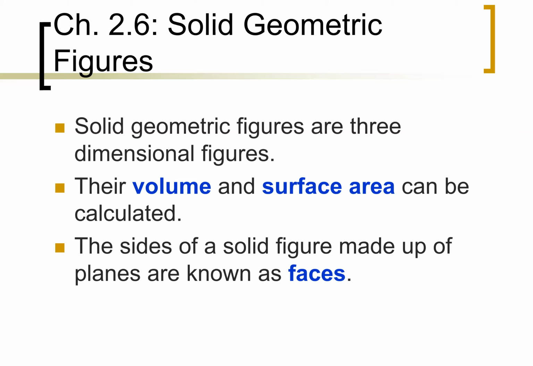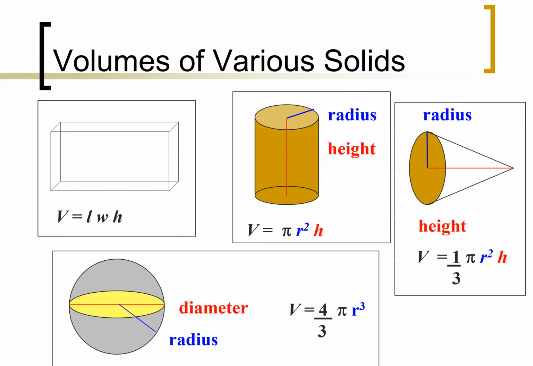Faces being the sides that you see. Say if you look at a box, it has a side that's a rectangle. So here are some various solids, and we're looking at formulas for the volumes of each of these solids. Take a look at this one.